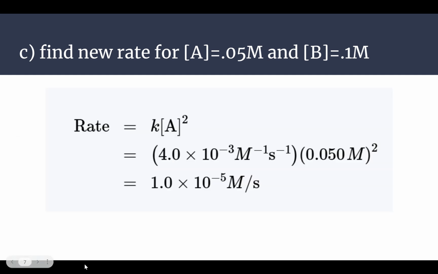And then finally, find a new rate for concentration of A equals 0.05 and B equals 0.1. You do this by using the same rate constant. So you have your rate law, then you plug in your rate constant and then your A concentration, and you get the rate equals 1 times 10 to the negative fifth molarity per second.